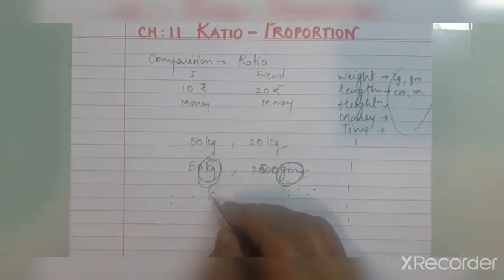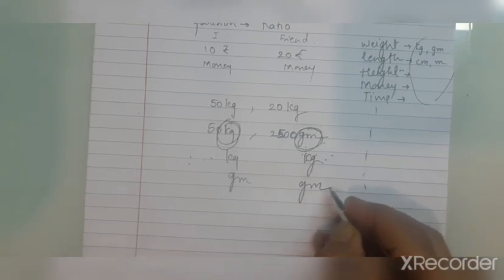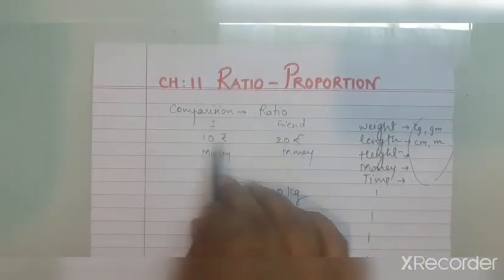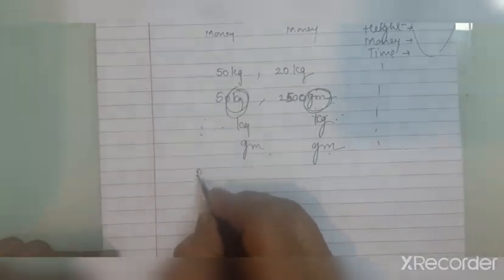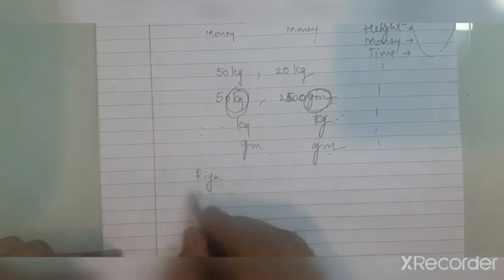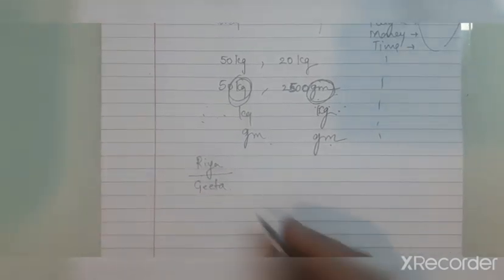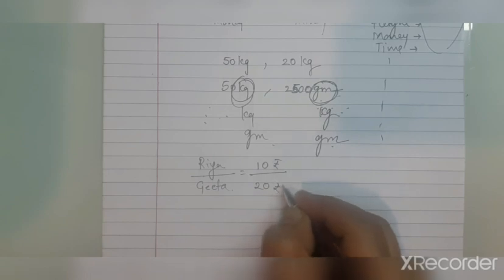I have to compare either kg with kg, or grams with grams. This thing you have to remember. Now coming back to this amount, we can take Riya and Geeta. Suppose Riya has 10 rupees and Geeta has 20 rupees.